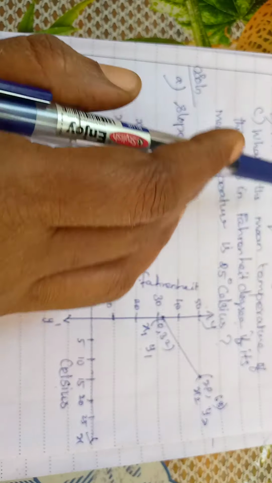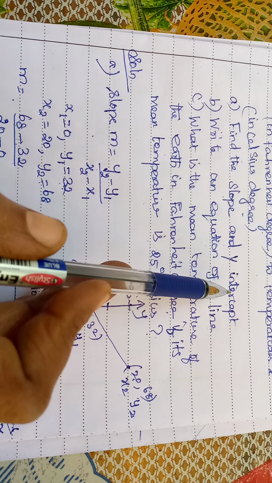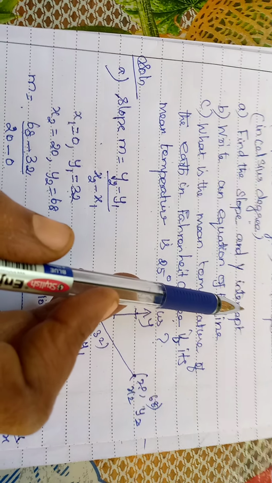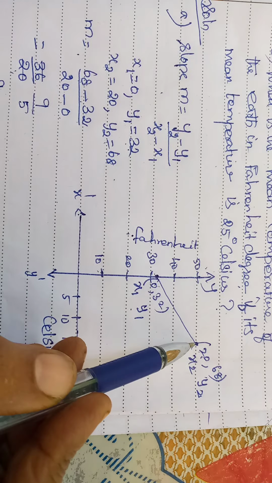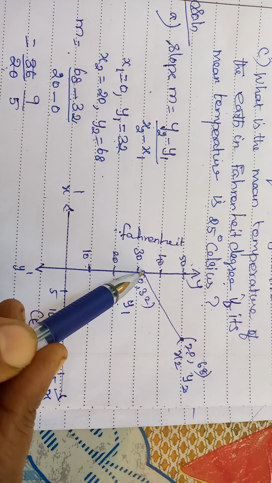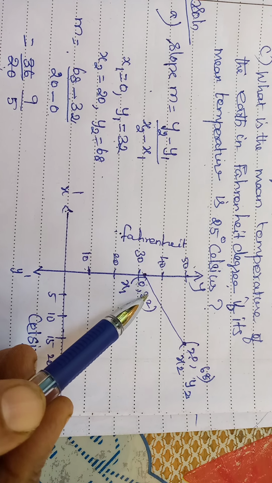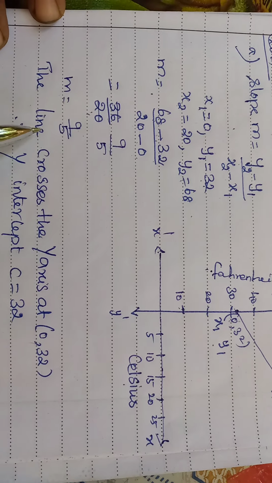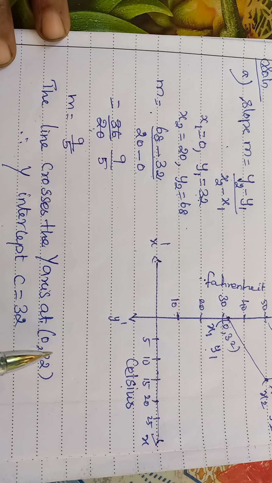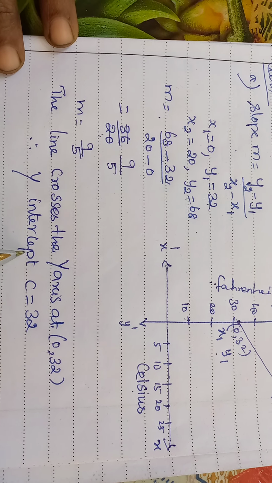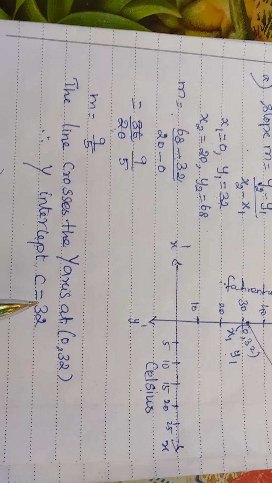So here one more question is there in the same subdivision, slope and y-intercept. Next we are going to find out the y-intercept. How to find out the y-intercept? See this diagram. The line crosses the y-axis at (0, 32). Here this y value is known as the y-intercept. So we can write y-intercept c is equal to 32. Understood students?